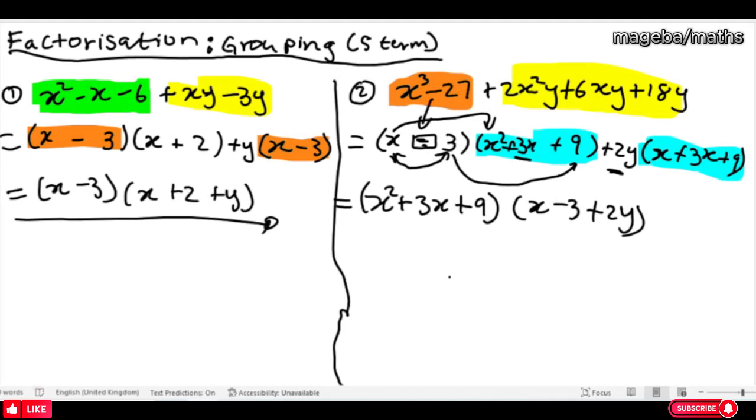And from here we are done, because we can't factorize this. We don't have factors of 9 that are going to give us 3 if we add or subtract them, since both of these terms are positive. So we can't factorize this thing. This is our final answer.